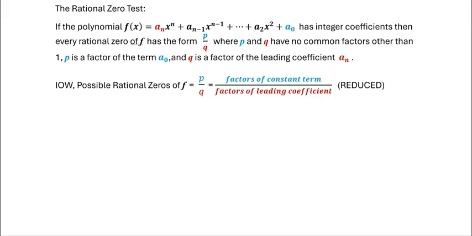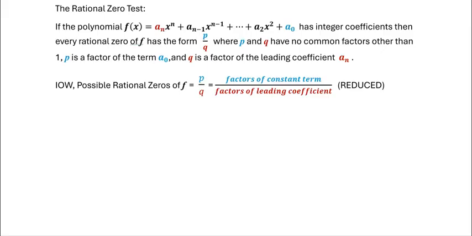The first test we're going to look at is the rational zero test. This is in your book on page 118, but I went ahead and rewrote it up here with colors. The rational zero test says that if a polynomial f of x, which I listed, has integer coefficients, then every rational zero of f has the form p over q, where p and q have no common factors other than 1. In other words, it's a fraction that's reduced. P is a factor of the term a sub 0, which is the constant, and q is a factor of the leading coefficient a sub n.